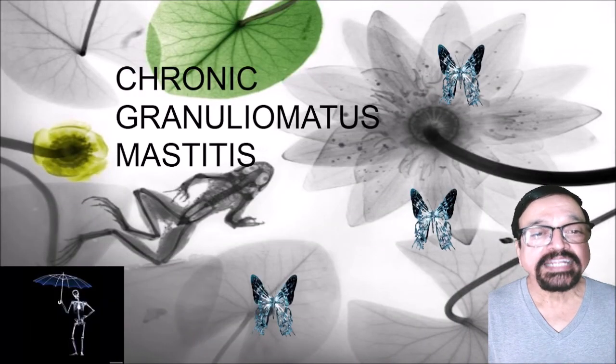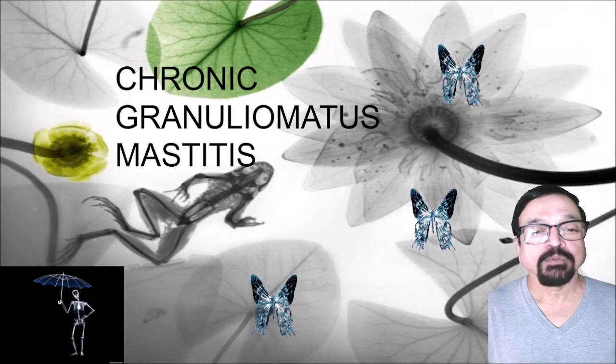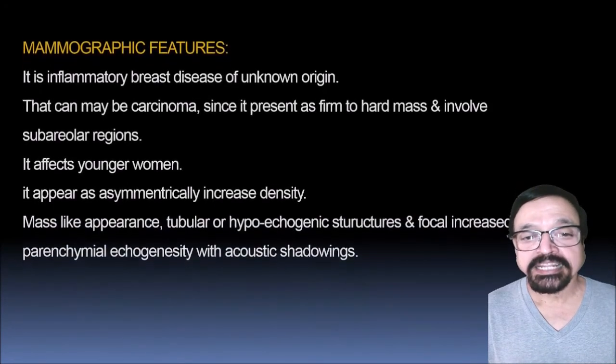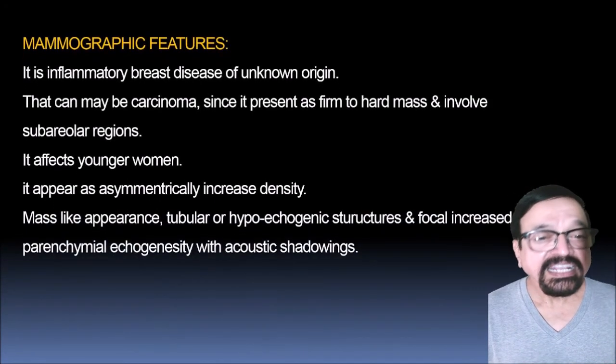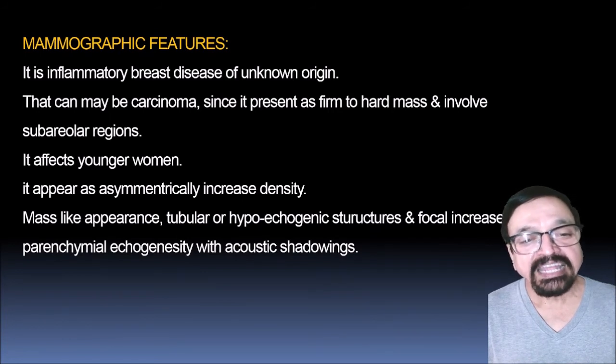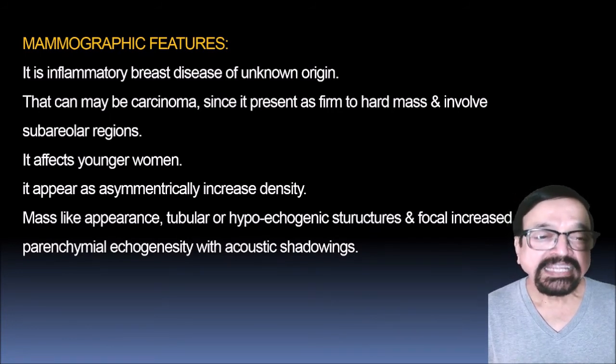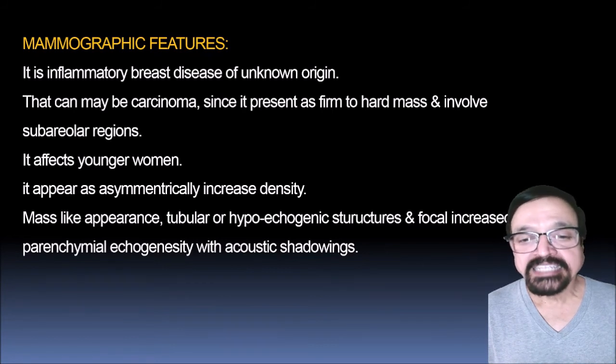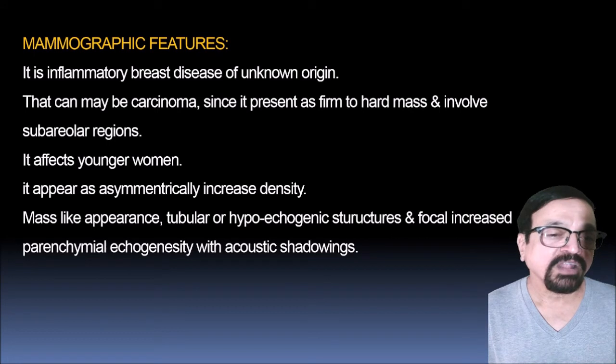Now let us come to an entity called chronic granulomatous mastitis. It's not a very common thing. It is different from the chronic abscess. Chronic granulomatous mastitis is an inflammatory breast disease of unknown origin. It can mimic carcinoma since it presents as a firm to hard mass and involves the subareolar region.